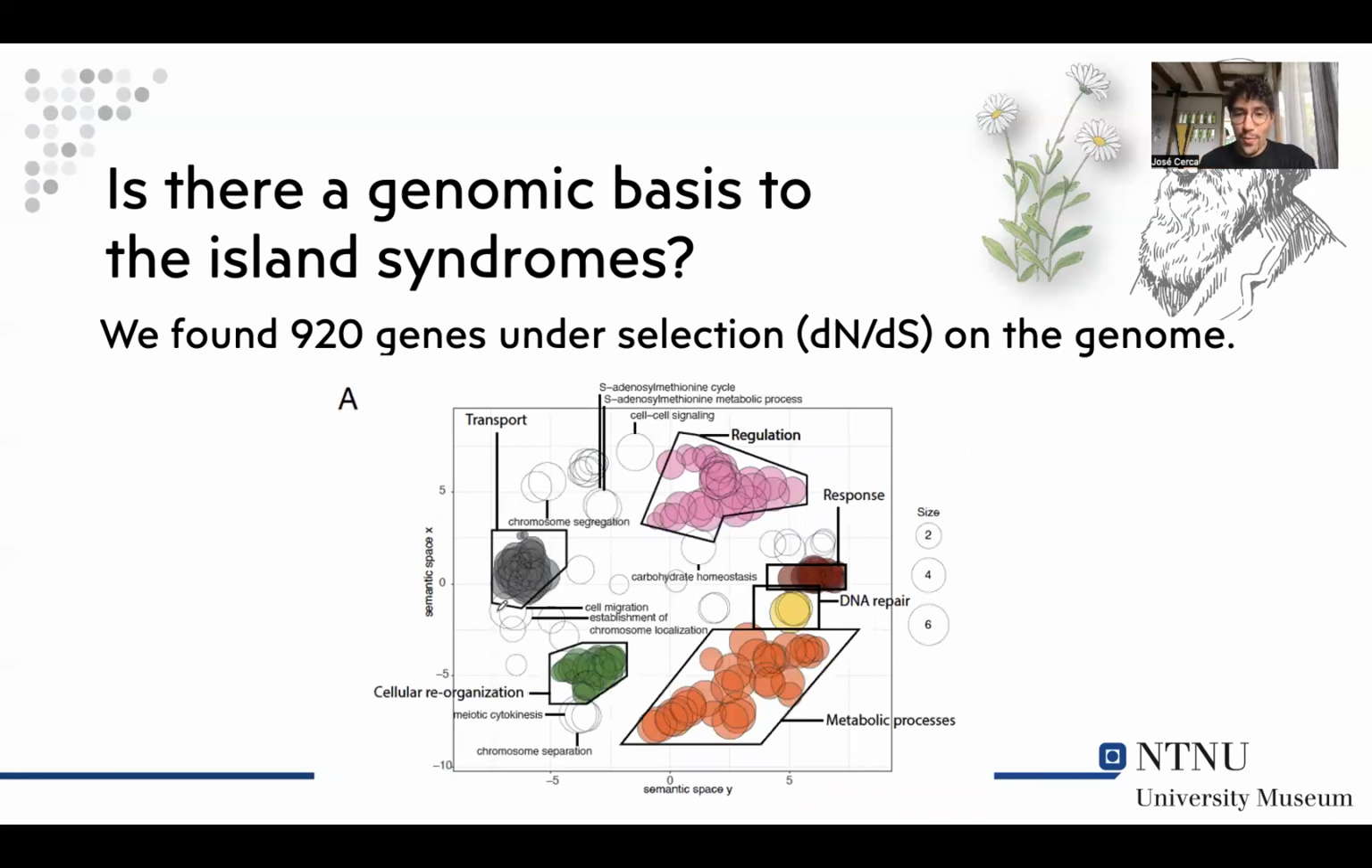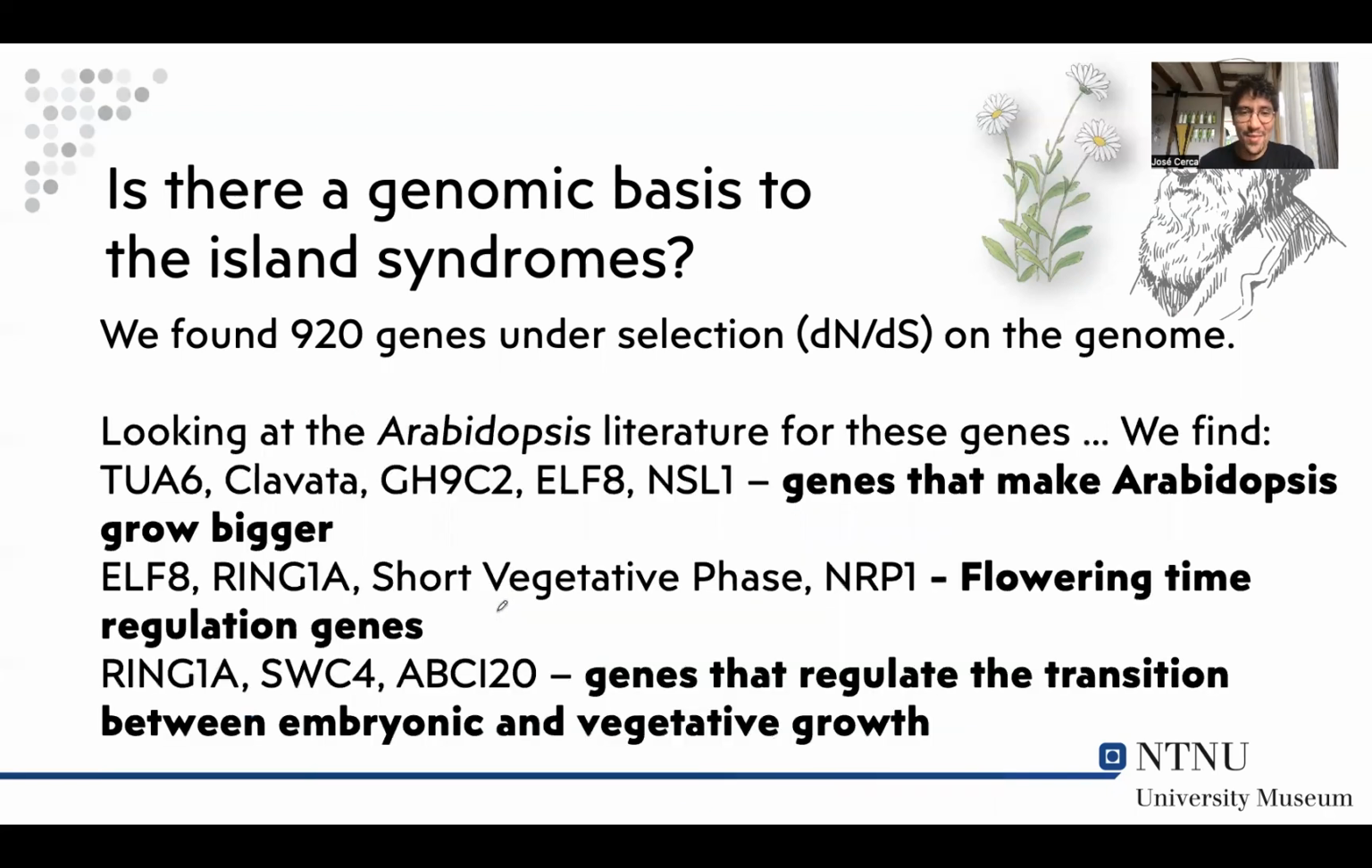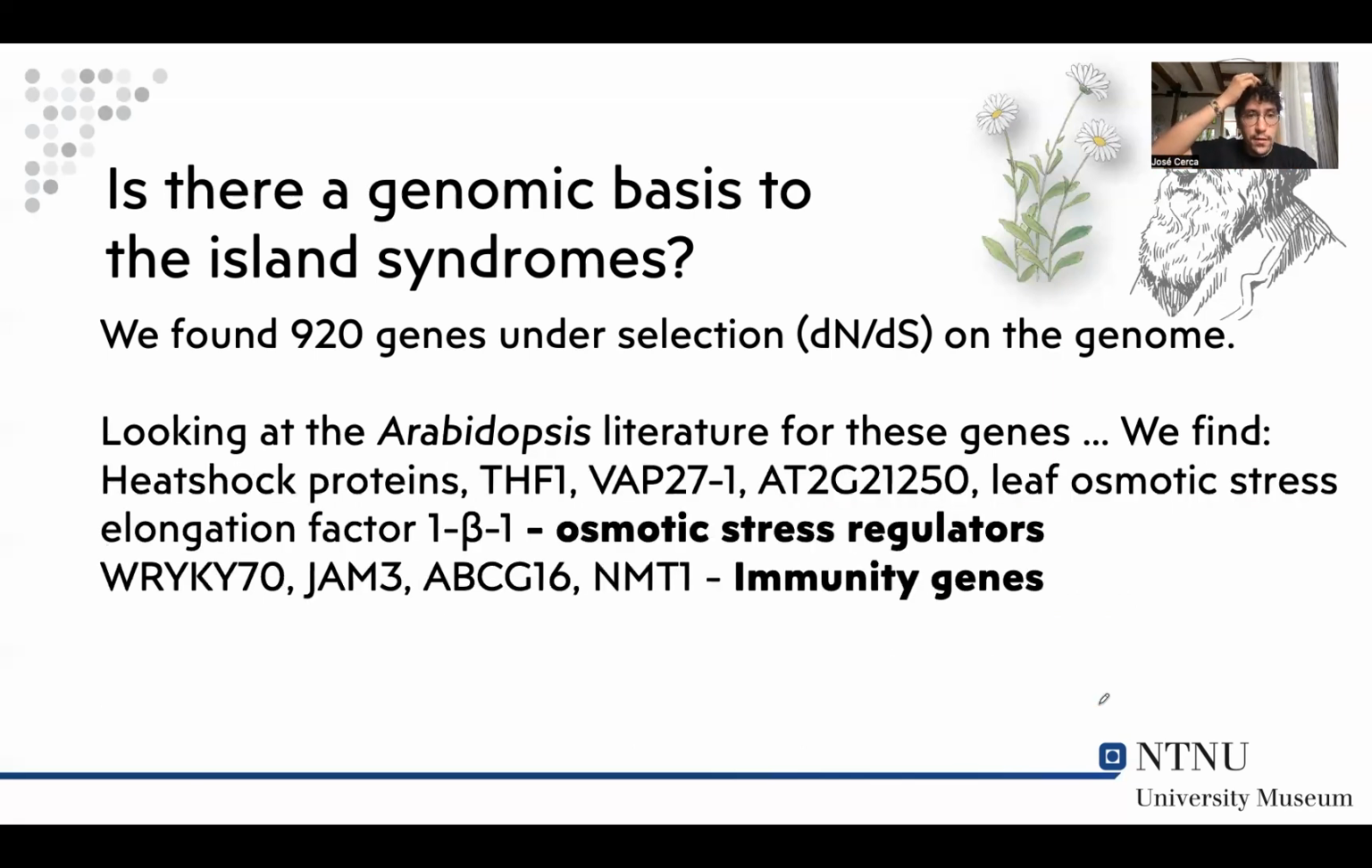And this is the image in the paper, which is a bit unorganized and doesn't say much. But when we look at the Arabidopsis literature, we find that some of these genes, the orthologs in Arabidopsis of the genes that we find under selection in Scalesia, make it grow bigger. They delay flowering, so the plant can stay longer in vegetative growth, which would be these genes here. And then genes that also regulate the transition between embryo and vegetative growth.